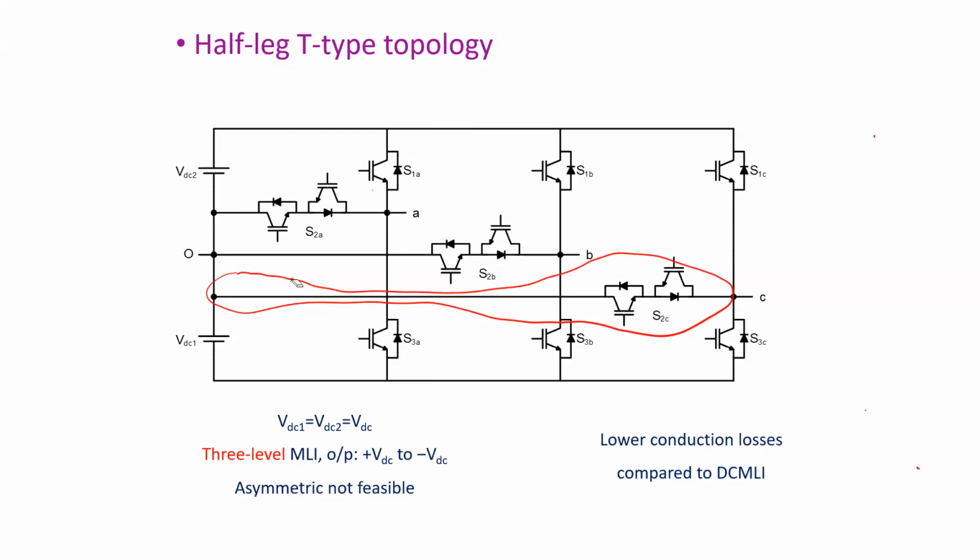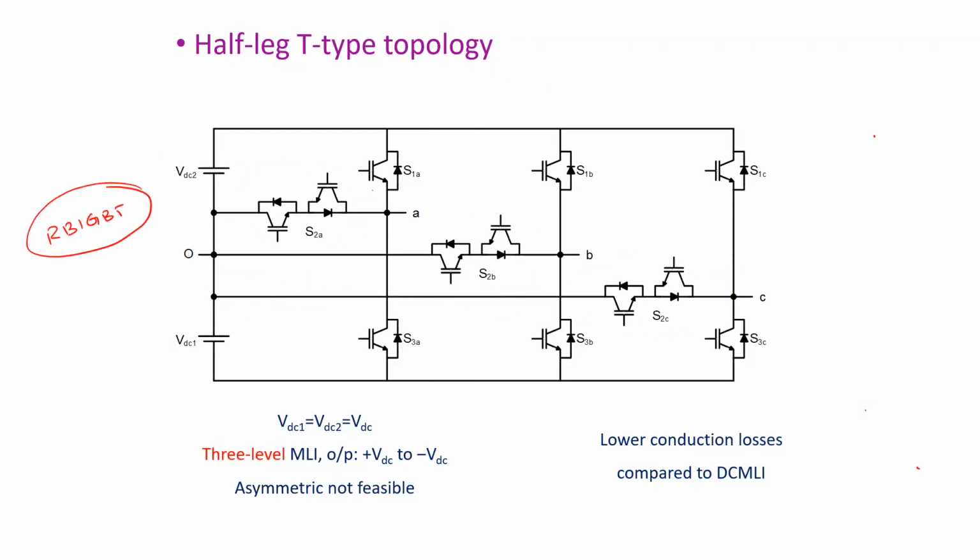We already studied these bidirectional switches. These are known as 4-quadrant switches, and we normally use them in most cases. We can use an RB-IGBT, that is a reverse blocking IGBT, or we can use a common emitter based anti-series connection of IGBTs along with their anti-parallel diodes. All right.